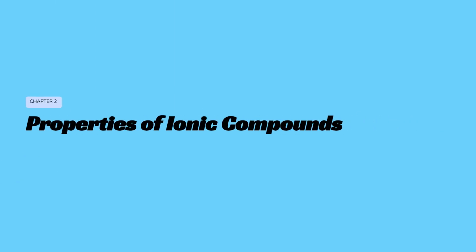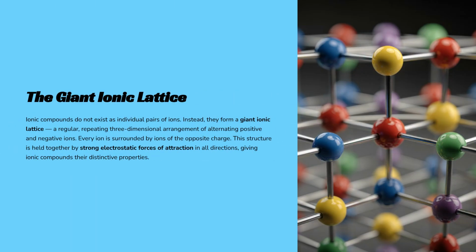Chapter 2 is about the properties of ionic compounds. We will explore how their giant ionic lattice structure influences their physical behavior. Ionic compounds form a giant ionic lattice, a repeating 3D arrangement of alternating ions. This structure is held together by strong electrostatic forces of attraction in all directions, which gives them unique properties.